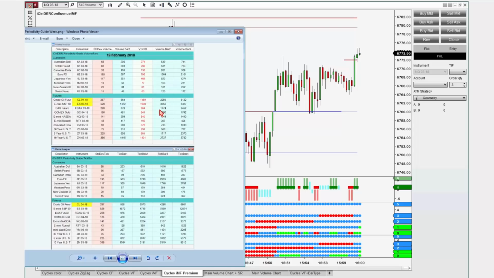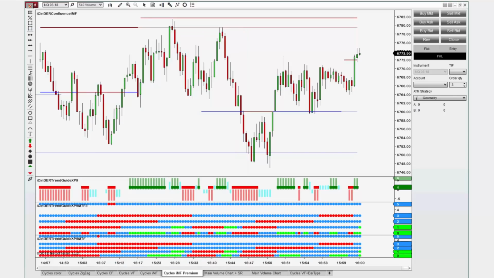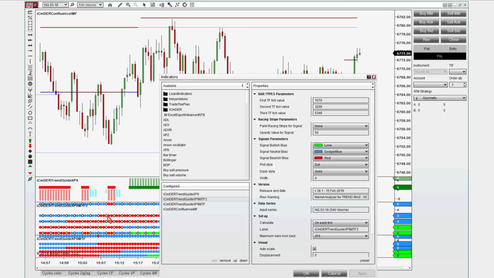Now, there are other numbers here. It also calculates for ticks. So you could do tick bar 1, tick bar 2, tick bar 3. So you're looking at multi-time frame 3. Multi-time frame 3, again, has a racing stripe. It has everything the other one does. But this one, you put it on the 540 volume bar. And then I said, I want you to look at a 1070, a 3209, and a 5349. Hopefully those are the correct values, but let me look here. 421, okay, it's actually supposed to be 421.